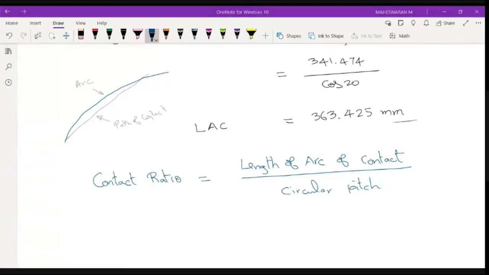So can you identify what the circular pitch formula will be? Can you guess?